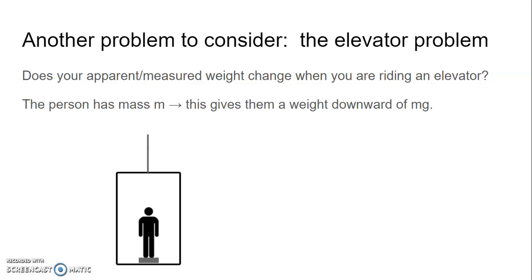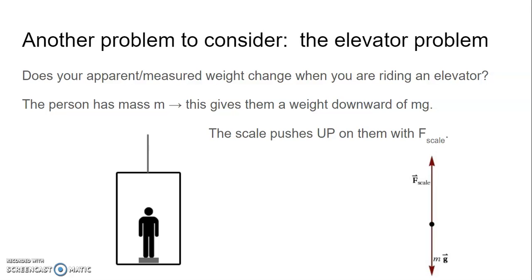Inside the elevator, the person, of course, has mass m, and that gives them typically a weight downward of mg. The scale, on the other hand, is pushing up on them with a force that I'm going to call force of scale, or if you prefer, you could call it just F or normal. But F of scale might be a little bit more clarifying. In our free body diagram, force of scale is up, weight mg is down, and the acceleration, let's just say, is going up.